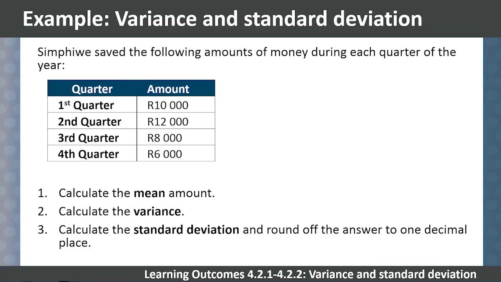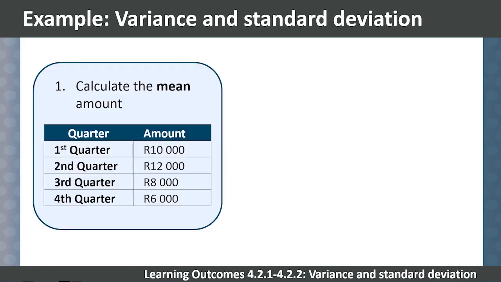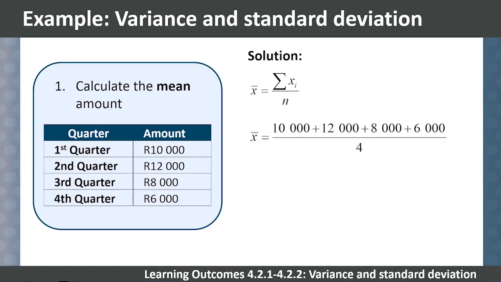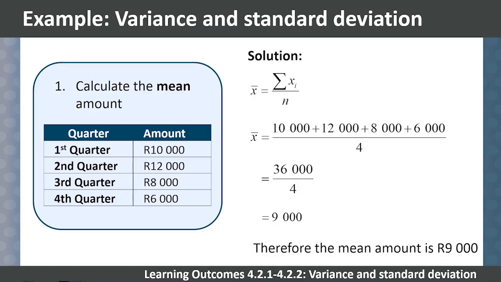Let's start off with the mean. The mean is equal to the sum of xi over n. We sum up the amount saved from each quarter and divide by 4. This gives us 36,000 Rand over 4, which is 9,000 Rand. So our mean is 9,000 Rand.